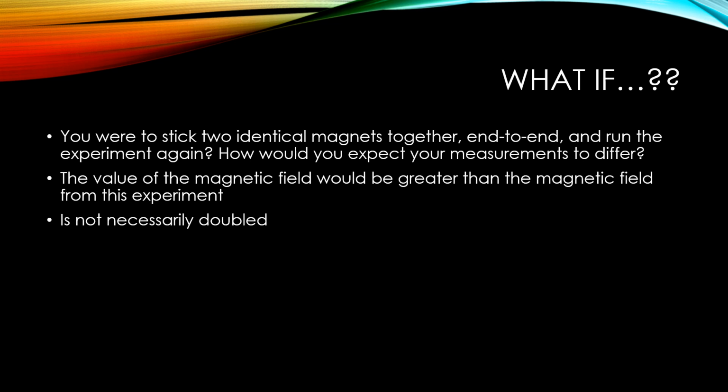And then what if you were to stick two identical magnets together end to end and run the experiment again? How would you expect your measurements to differ? The value of the magnetic field would be greater than the magnetic field from the experiment, but this does not necessarily mean it would have doubled, because there are other factors to consider. It's not just a 1-to-1 ratio.